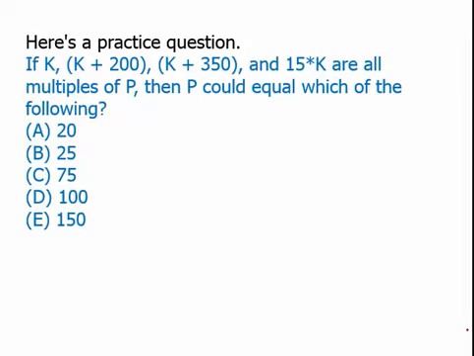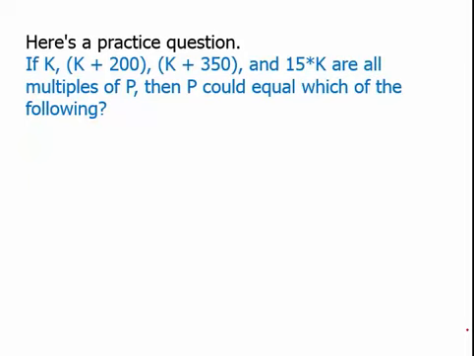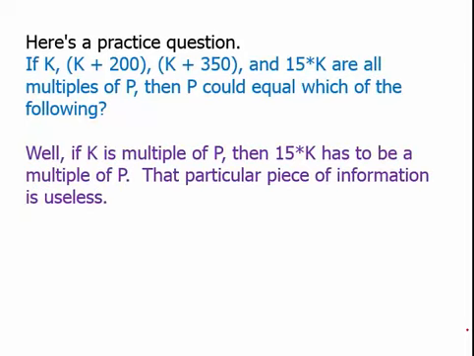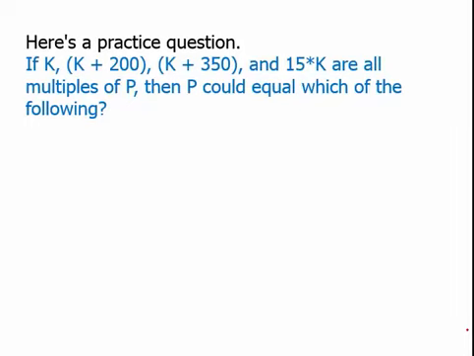Well, let's think about this. First of all, I'm going to look at that last piece of information. We know that K is a multiple of P, and then they're also telling us that 15 times K is a multiple of P. Turns out that's redundant. Because if K is a multiple of P, then 15 times K has to be a multiple of P. Any multiple of K is going to be a multiple of P. So that particular piece of information is completely useless and doesn't help us at all. So we can just ignore that piece of information. But these others with the sums, these are interesting.